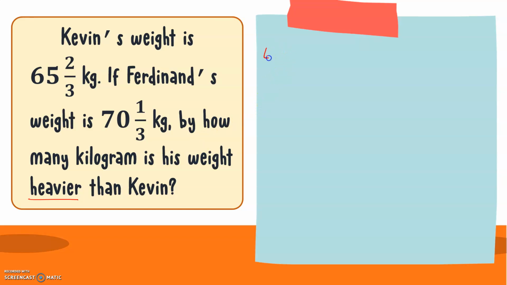So for our equation, we will have 70 and 1/3 minus 65 and 2/3. If you take a closer look at our fractions, you'll notice that the fraction in the subtrahend is bigger than the fraction in our minuend. So that means if we subtract 1 by 2, we will not be able to do that. Therefore, 70 and 1/3 will be regrouped.